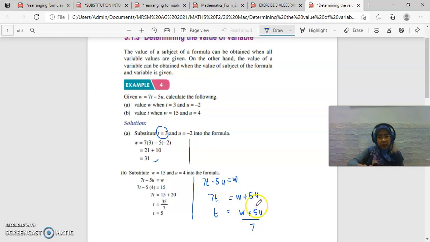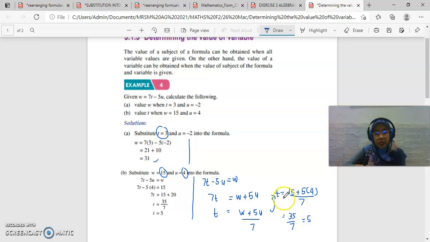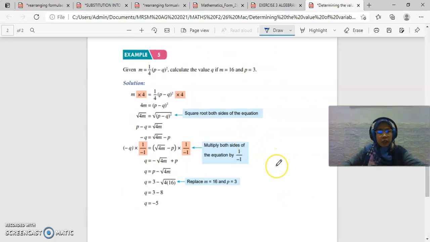So once I get this formula with t as a subject, next I will substitute the value given, which is 15 for w and 4 for u. So t equal to 15 plus 20, that is 35, divided by 7, and the answer is 5. Another way is the given method here: we substitute first the value given for w and u, and then you get the value, you bring to the side, and then you make t as the subject. It's either one. Which one do you think is easier for you? It doesn't matter.